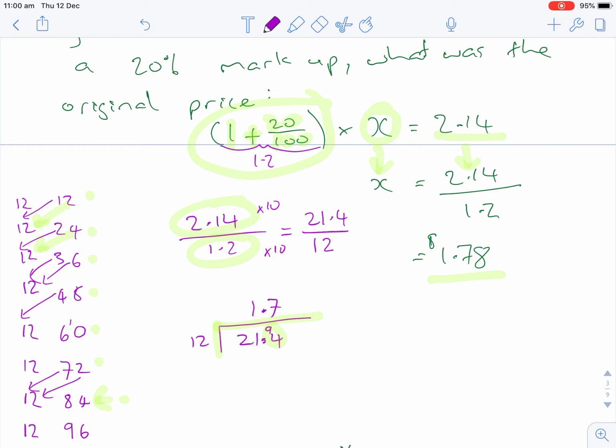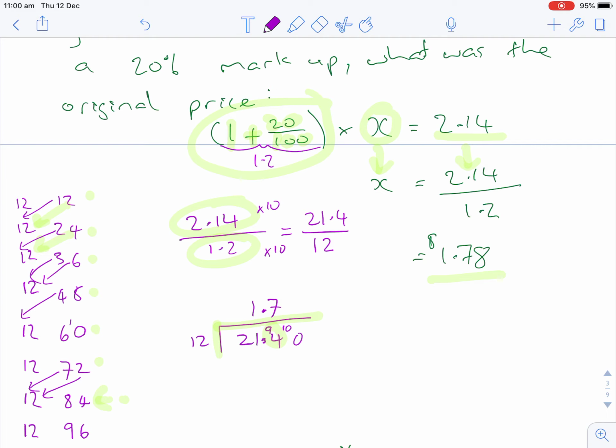I had 94, so I've got 10 left over. Leftovers always go to the top. So I'm going to put my 10 up there, and I'm going to put an extra 0 in. You can see I haven't changed that. It was 21.4, 21.40 is the same number. So you can add as many zeros as you need to, but your leftovers always need to go to the top.